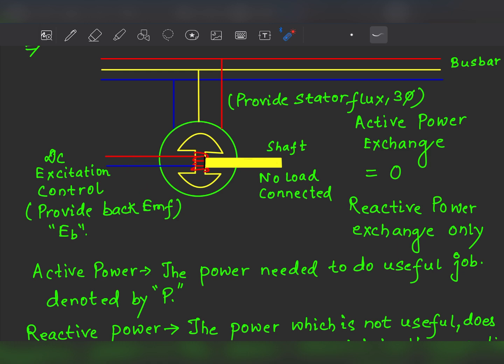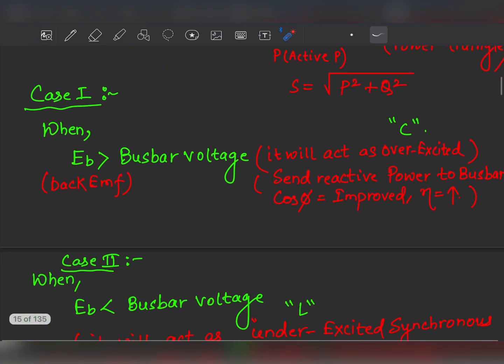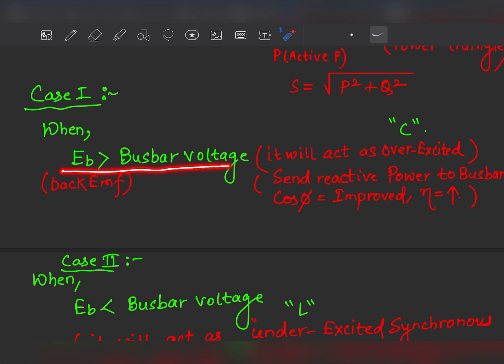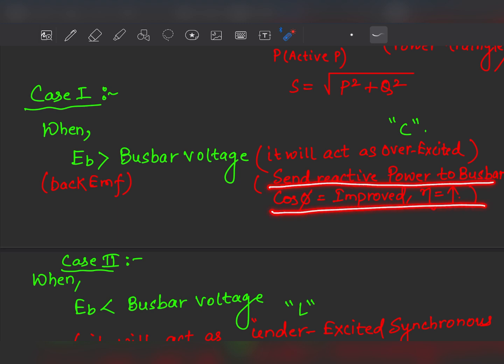Again, if you give more and more excitation, back EMF will keep increasing. So a time comes when your back EMF is greater than the busbar voltage. At that time it will act as overexcited. Now what will happen? It will start sending reactive power to the bus bar to improve the cos phi.